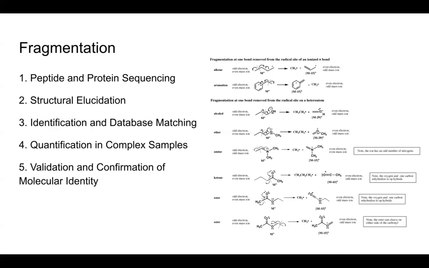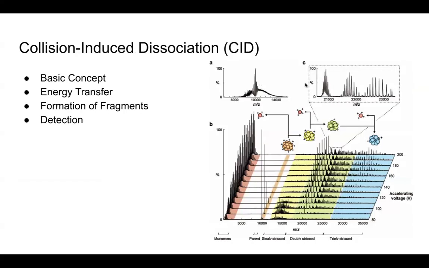And then finally, fragmentation is important for validation and confirmation of molecular identity. So fragmentation provides multiple data points to confirm the structure of a molecule. For instance, if a suspected structure is proposed, comparing predicted fragment ions with experimental data validates its identity. So let's go through the different fragmentation techniques that we had an overview of earlier.